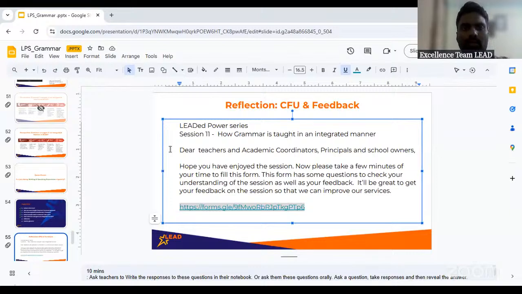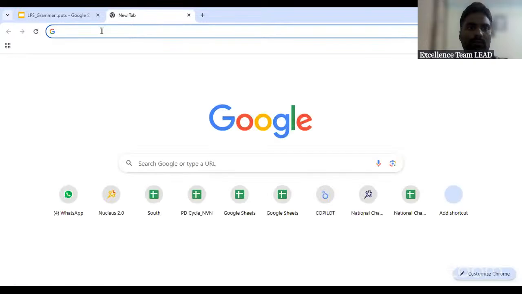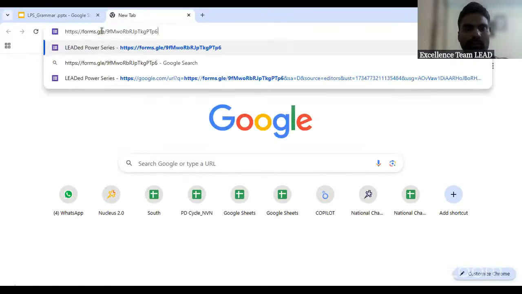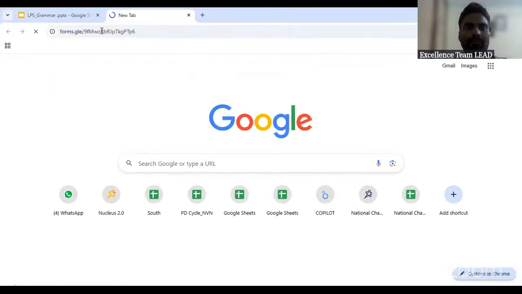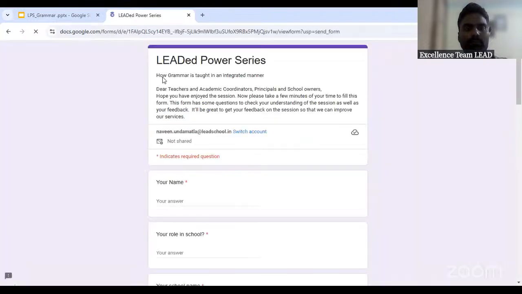Please complete that form. Please fill that form when I say complete. So can you see my screen? Is it visible, the form?